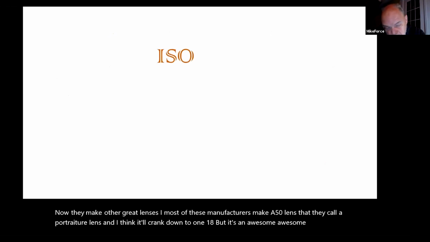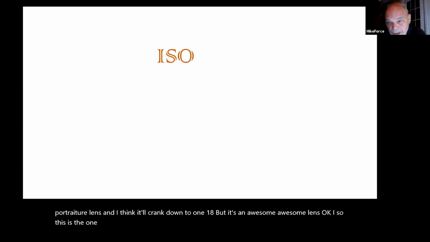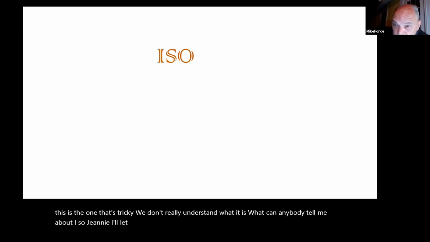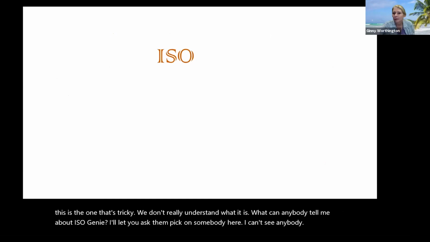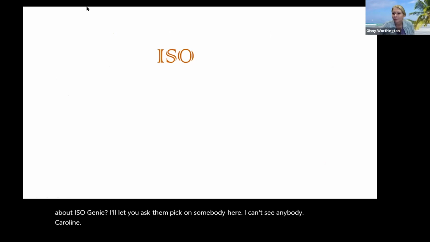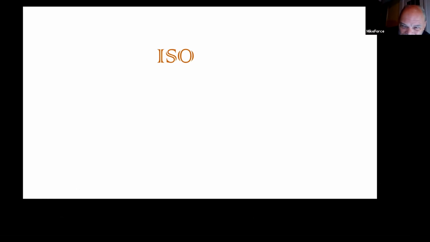Okay, ISO. This is the one that's tricky. We don't really understand what it is. What can anybody tell me about ISO? Ginny, I'll let you pick on somebody here. I can't see anybody. How about Carol Ann? No? I shoot automatic all the time, so don't ask me. Oh, do you really? Okay.